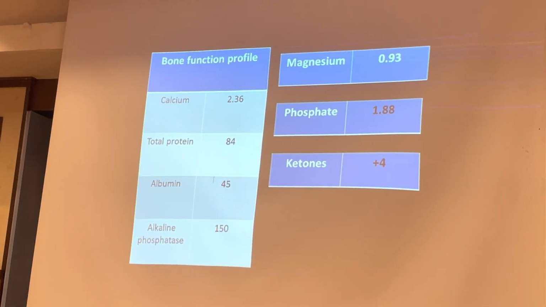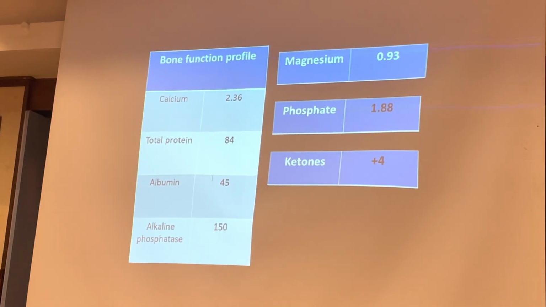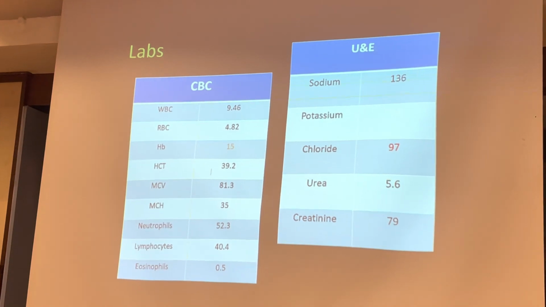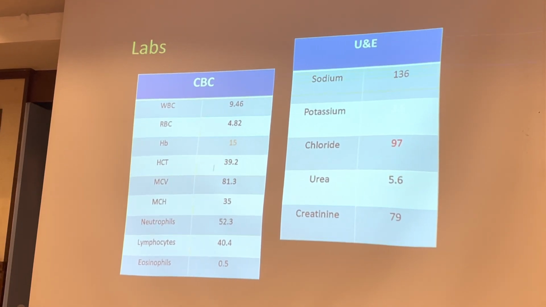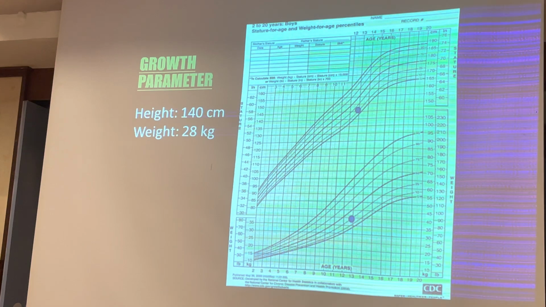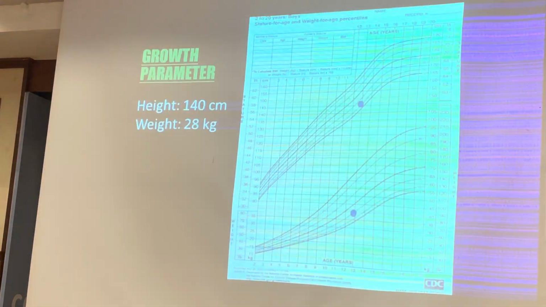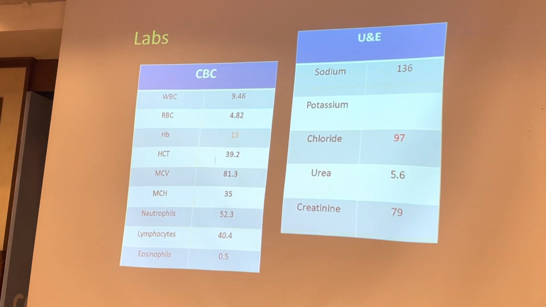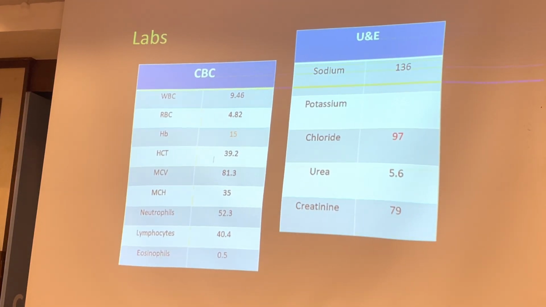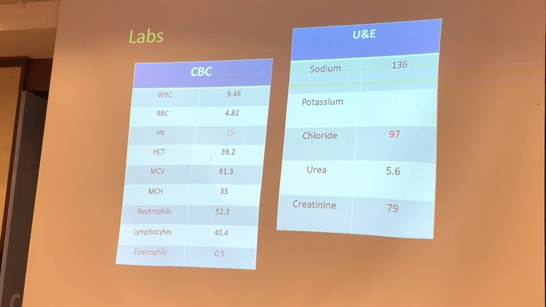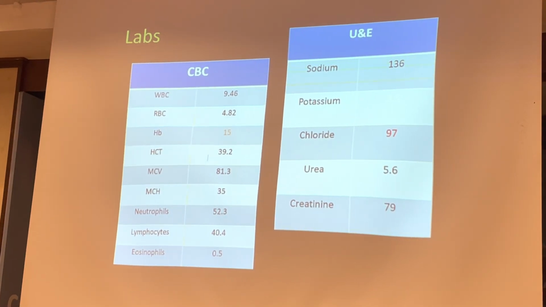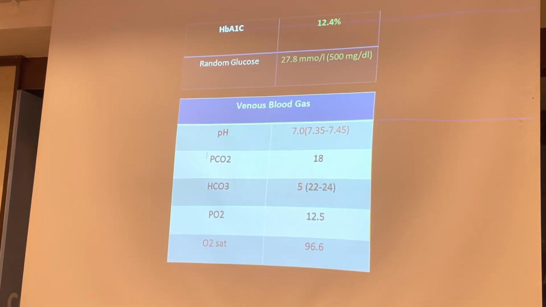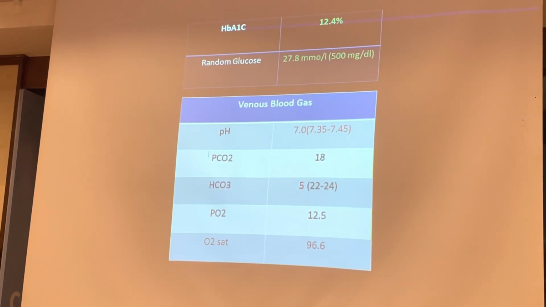He had low phosphate, and urine was +4 for ketones. If you notice the hemoglobin here, it was a bit higher than expected for his age, 15, which is a sign of hemoconcentration. His blood water volume is low, so the hemoglobin is concentrated. HbA1c was 12.4, and random glucose was 500 milligrams per deciliter.